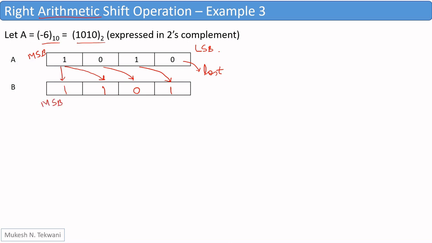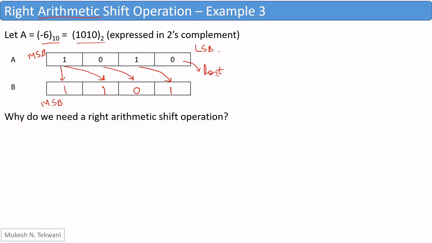So in the B value, we have the most significant bit still 1. So the bits are shifted by one position to the right, but the most significant bit is copied into the MSB part of the new number, and the least significant bit is lost. So this becomes our new number.